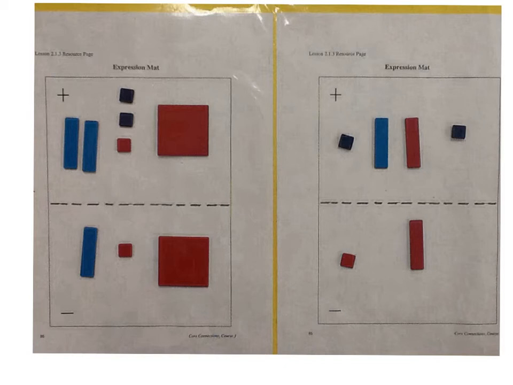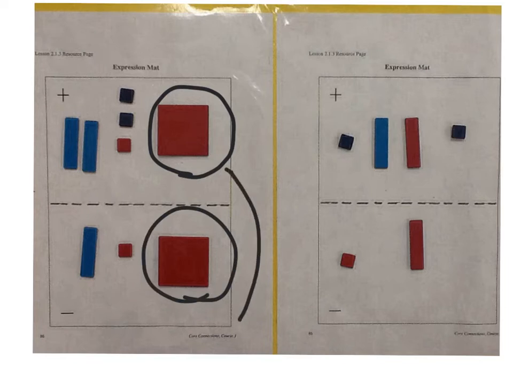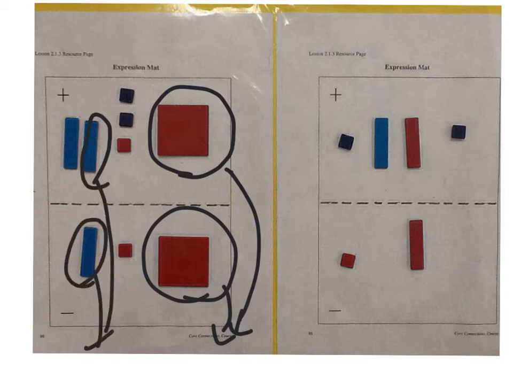Welcome back from pausing the video. On the left side of the expression mat, those two tiles, those look like negative x squared tiles, those could be removed as a zero. I can take one x tile from the numerator and denominator, take those off. Here I have a zero that can be taken off the board.